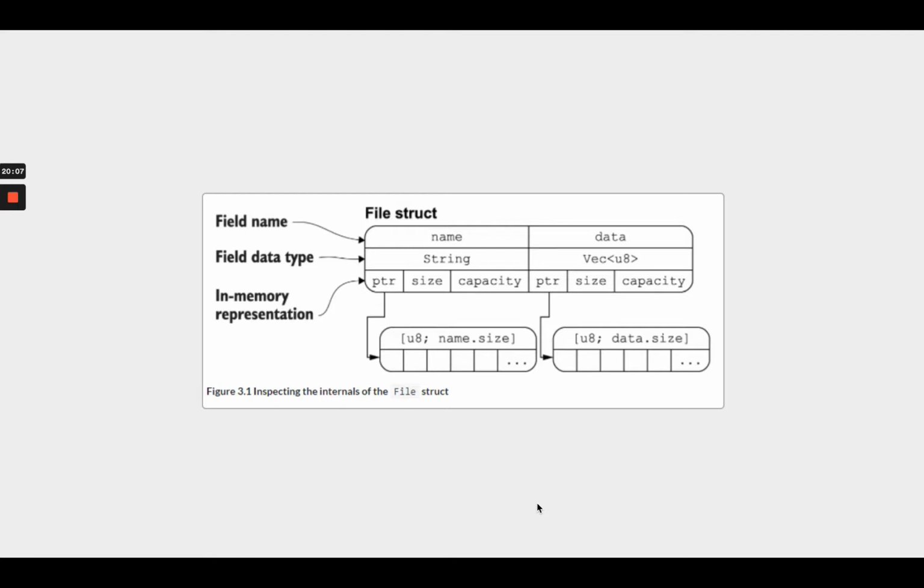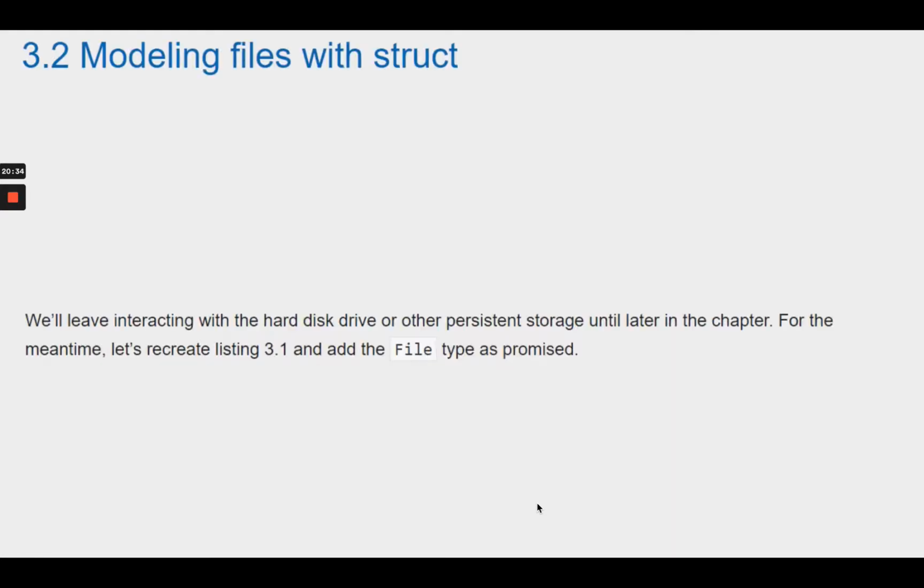If you're interested, Figure 3.1 shows its internals. In the figure, its two fields, name and data, are themselves both created by structs. If you're unfamiliar with the term pointer, ptr, consider pointers to be the same thing as references for now. Pointers are variables that refer to some location in memory. The details are explained at length in Chapter 6. We'll leave interacting with the hard disk drive or other persistent storage until later in the chapter.